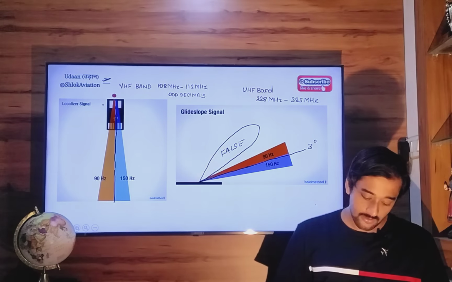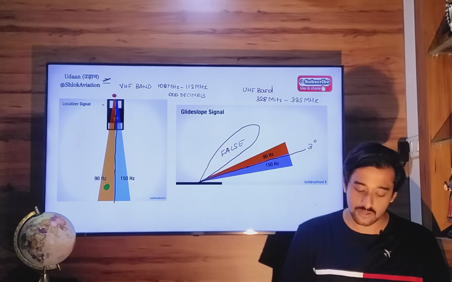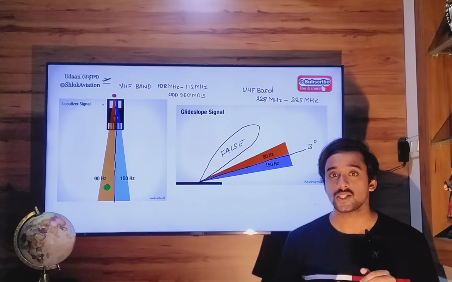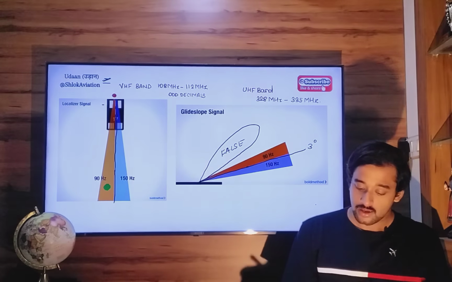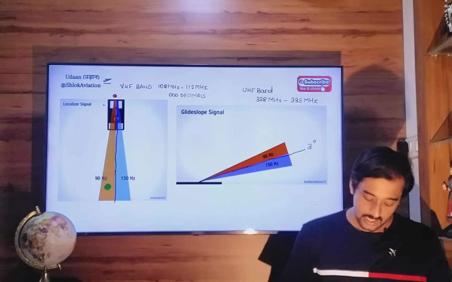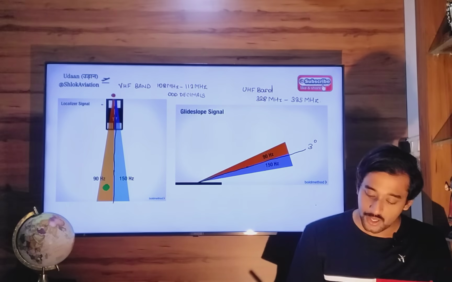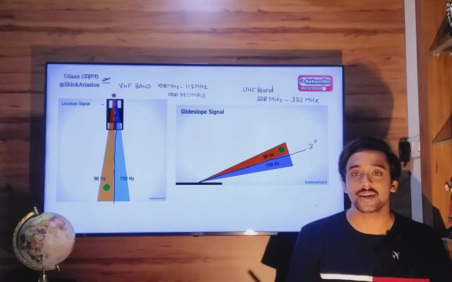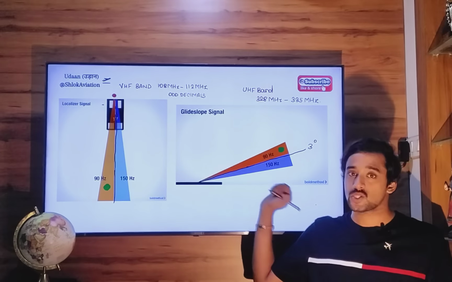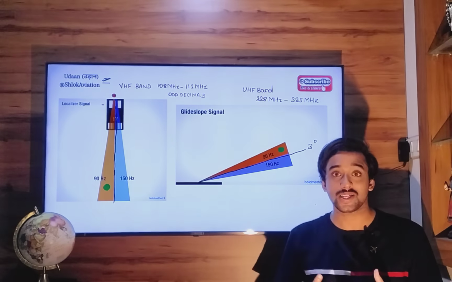It is either to the left hand side or right hand side. If the aircraft receives more 90 Hz signal, that means the aircraft is somewhere here in this band. That's why it is receiving more of the 90 Hz signal and less 150 Hz signal. With respect to the glide path, your aircraft is somewhere here, in the 90 Hz band. Now, this is the actual situation. This is what is happening.